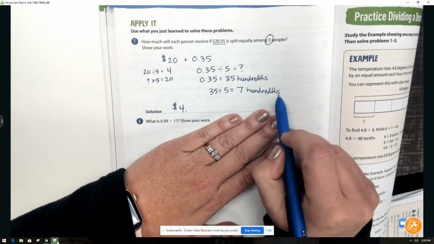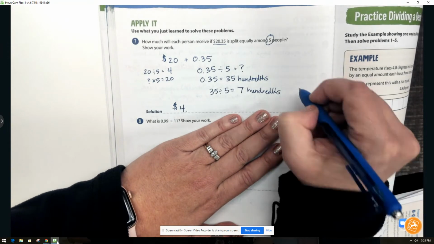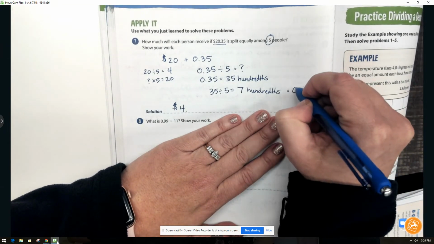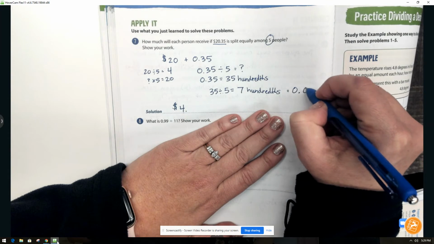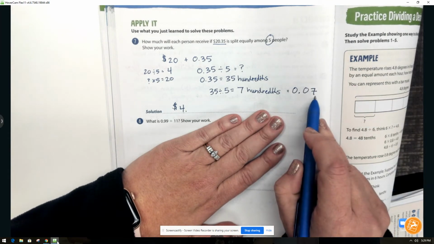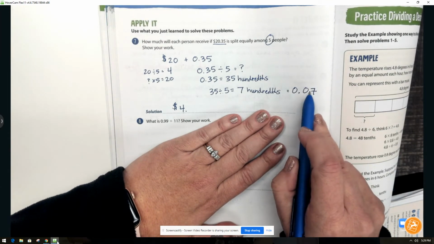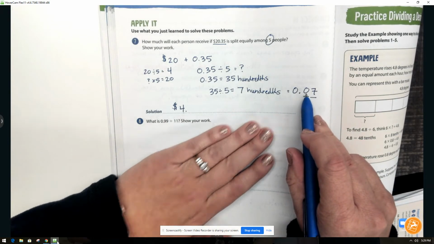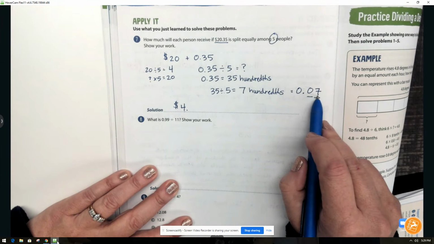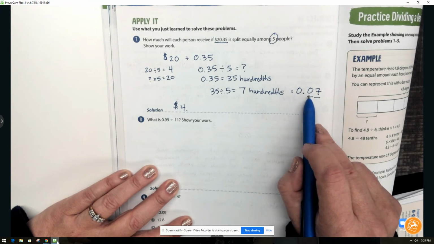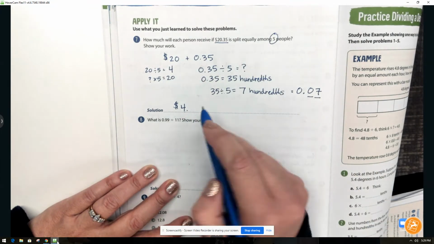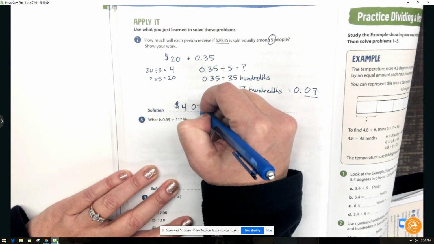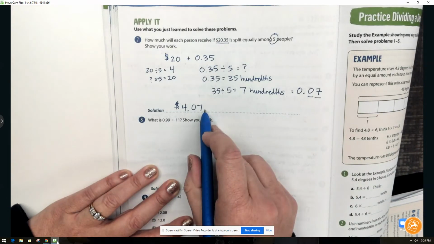How do I show 7 hundredths as a decimal? That's right. I know since it's a hundredth, it's going to have 2 digits that come after the decimal. And so I've got 2 digits. Now, if I put that 7 right next to the decimal, would that mean 7 hundredths? No, that would mean 7 tenths. So now I'm going to add the 7 hundredths to the end of my answer.